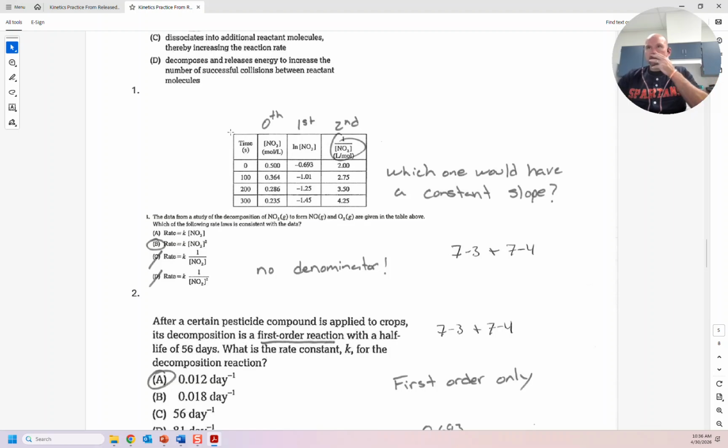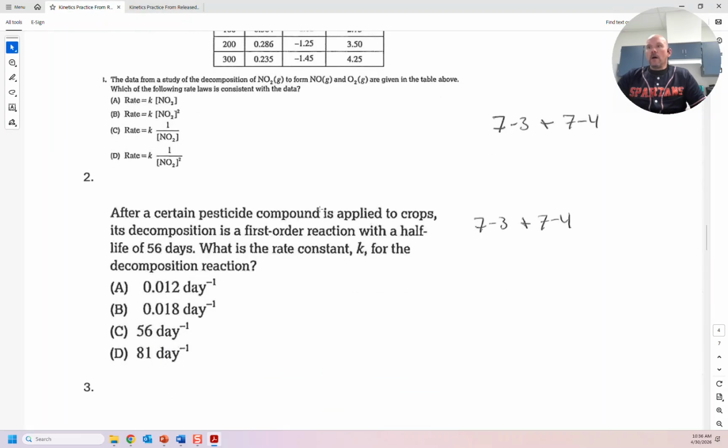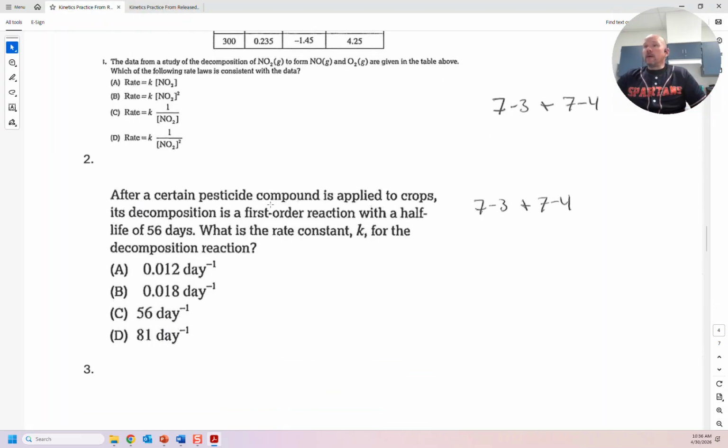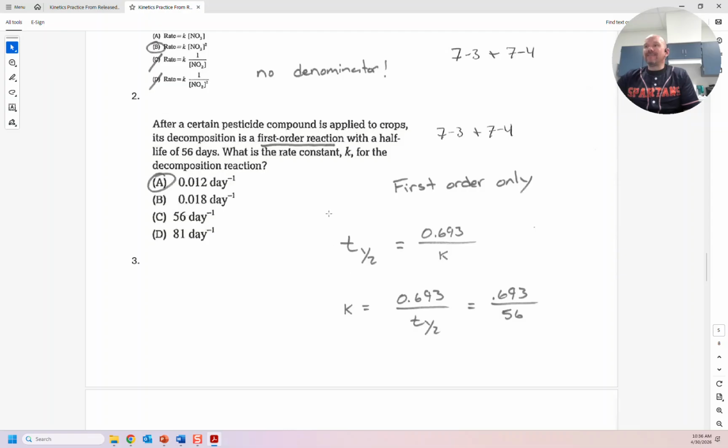Now, what we have to remember is if we're told something follows first order kinetics, that means the half-life is constant. The other thing it means is we can use this equation: half-life equals 0.693 divided by K. This is on your formula sheet in the kinetics section. But you can only use this when it's first order kinetics. Lucky us, it's first order. They're telling us it's first order.